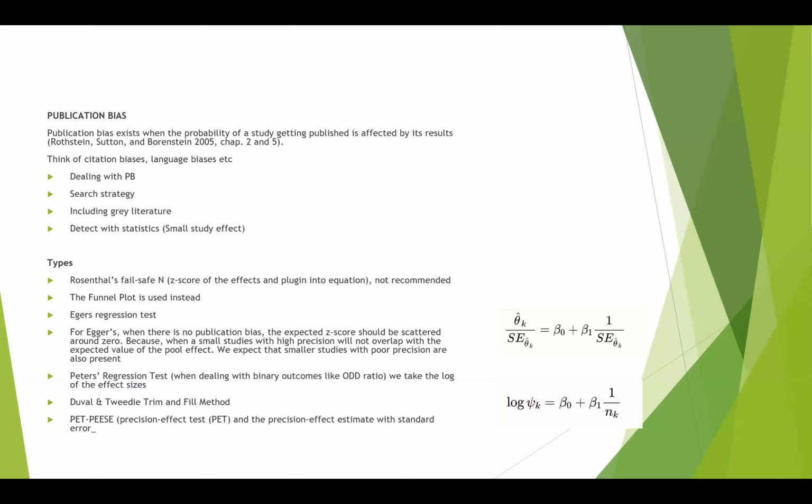Then there are also other more recent ones, which I myself have never used, something we call precision effect estimate with standard errors. So we are adjusting the precision effect. If we exclude some studies, how do we adjust for those small sample effects such that we can have high precision? So we are basically adjusting it.